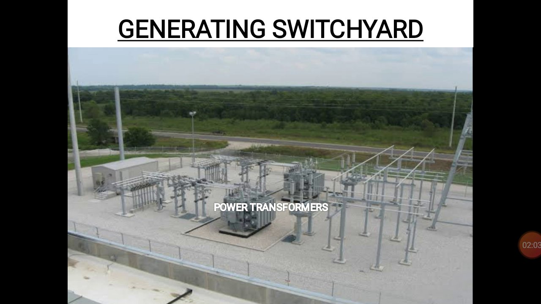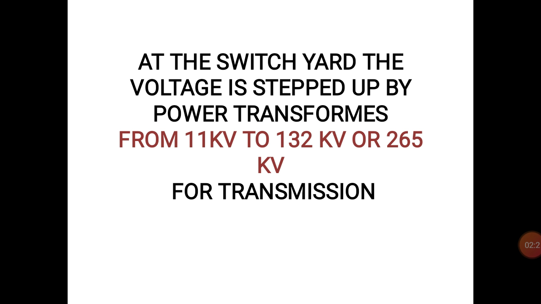The power produced in the alternator goes to the generating switchyard at the generating transformer, where the low voltage, that is 6.6 kilovolt or 11 kilovolt, is switched to high voltage, that is 132 kilovolt or 265 kilovolts, for transmission. At the switchyard, the voltage is stepped up by the power transformer from 11 kilovolt to 132 kilovolt or 265 kilovolts for transmission. Now let us come to transmission.